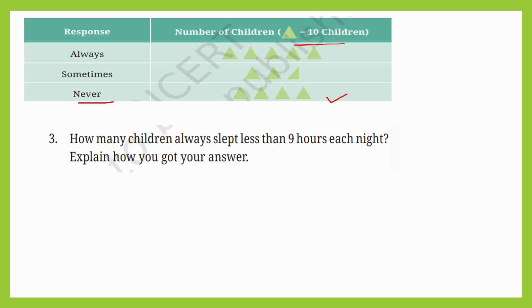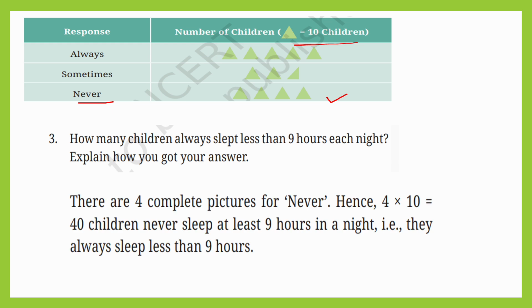One triangle represents 10 children. So, 4 triangles represent 40. So, 40 children never sleep at least 9 hours in a night. See, there are 4 complete pictures for never. Hence, 4 into 10, 40 children never sleep at least 9 hours in a day. That is, they always sleep less than 9 hours.